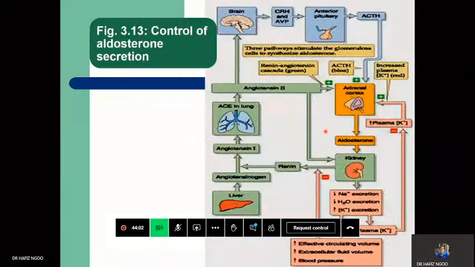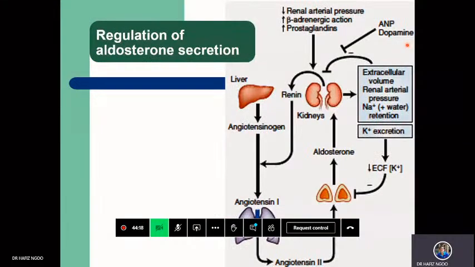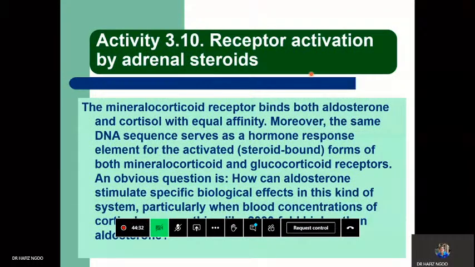Diagrams quickly show you how the hormone aldosterone is regulated, mainly based on plasma potassium and also on angiotensin 2. There's another aspect, the regulation of aldosterone secretion. Next, receptor activation by adrenal steroids.